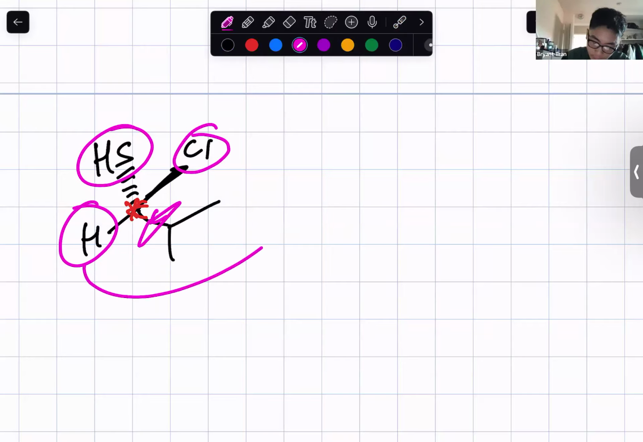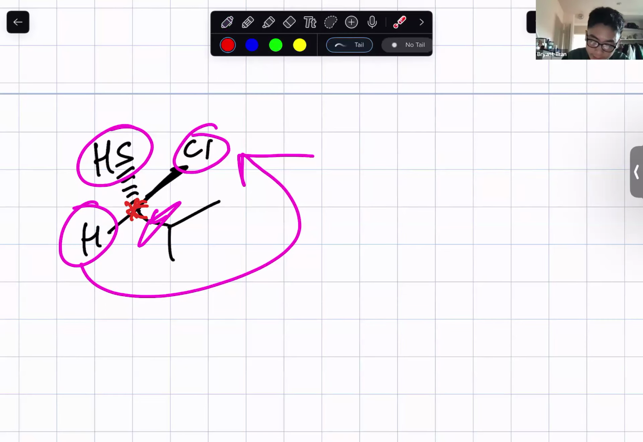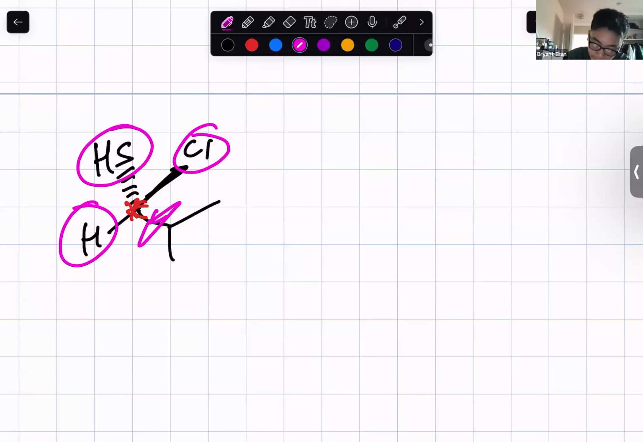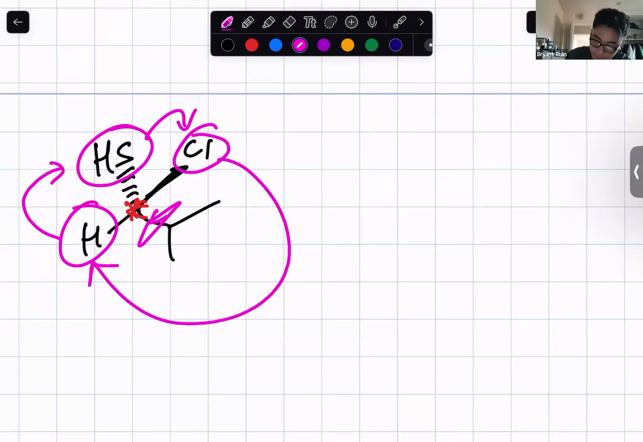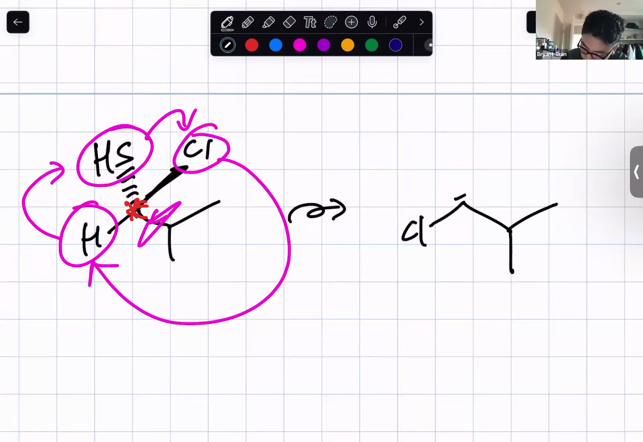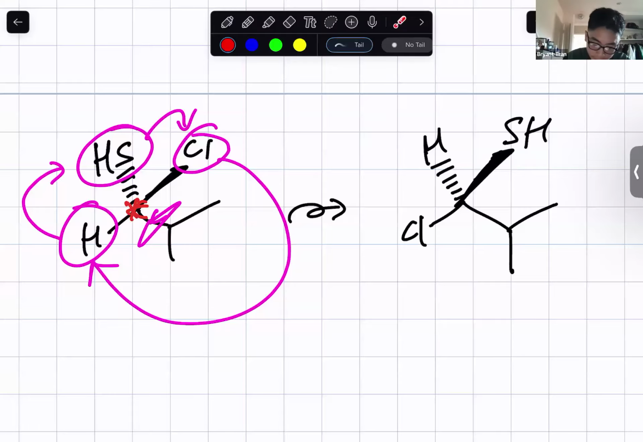When I do that, I'm going to move the hydrogen to the backside. I don't want to go in this direction because then the hydrogen would go on the wedge, but I want the hydrogen on the dash. So I'm going to go this direction. That would move the SH group to the wedge, and then the chlorine would be the flat planar bond. So when I redraw the structure, this would be chlorine, this would be the hydrogen, and the wedge would now be the SH. Notice how the flat planar bond, dash, and wedge stayed at the same positions. What changed was the groups attached to those bonds.